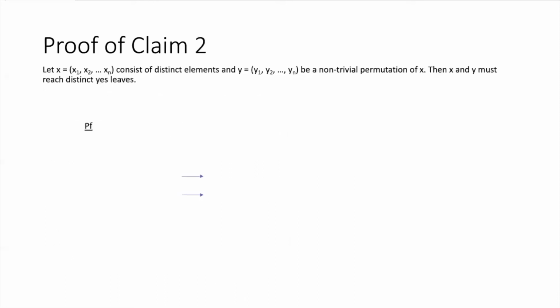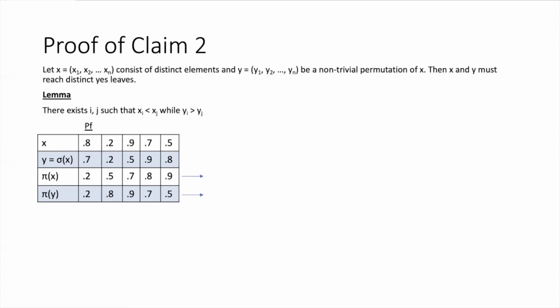So now we can move on to claim 2. What does claim 2 say? We have x, an n-dimensional vector of distinct elements, and y is some non-trivial permutation of x. Then x and y must reach distinct yes-leaves. Before we jump straight into the proof of claim 2, it's going to be useful to prove this lemma, which says that there exists an ij such that xi is less than xj, while yi is greater than yj.